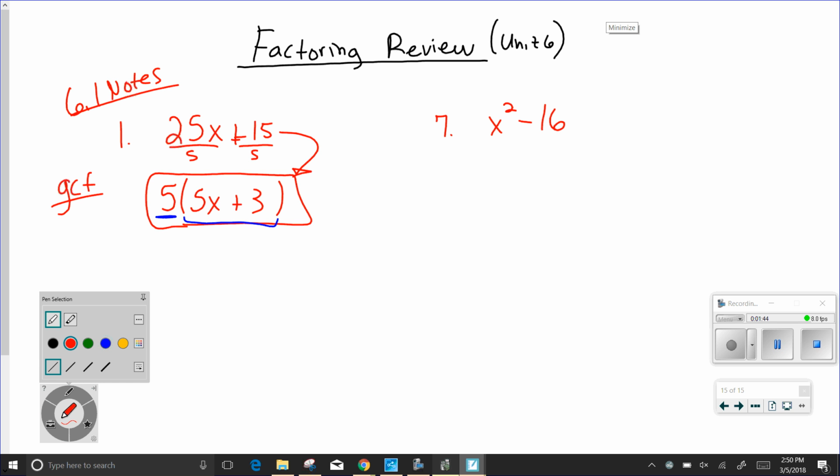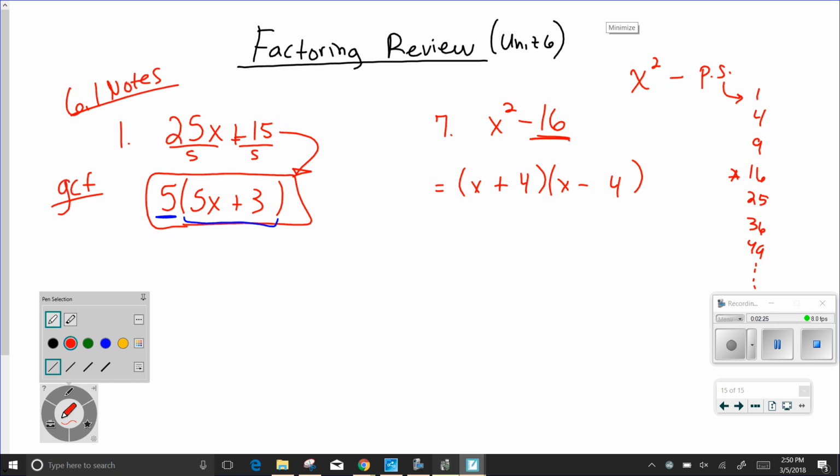In number 7, what we have here is what we call a special case. And this is anytime you have a variable squared minus a number that is a perfect square. So perfect squares are 1, 4, 9, 16, 25, 36, 49, and so on. Perfect squares are the numbers that when you take the square root of, you get an integer. So x squared minus 16, 16 is our perfect square. The square root of 16 is 4. So when you have x squared minus a perfect square, it factors to be x plus and x minus the square root of this number right here. So it's going to be 4 and 4.